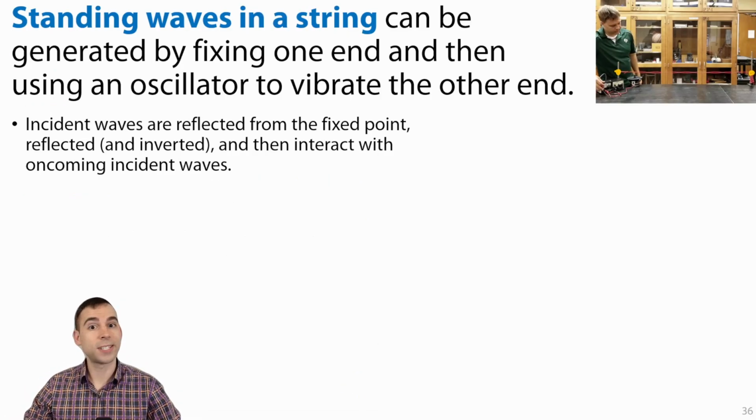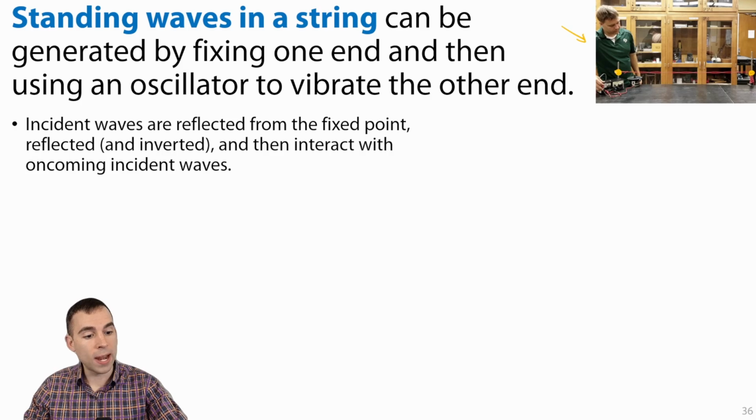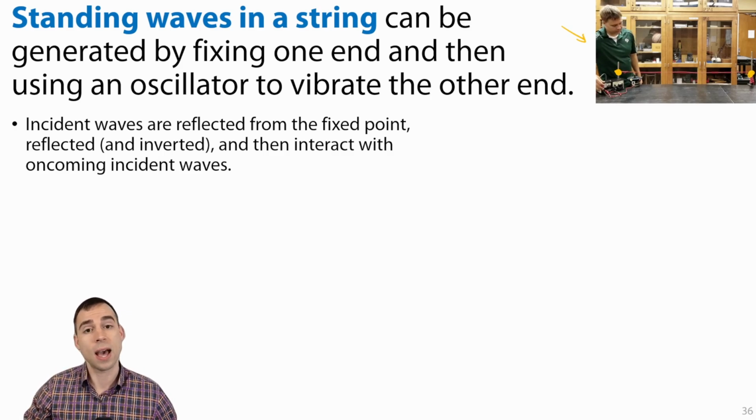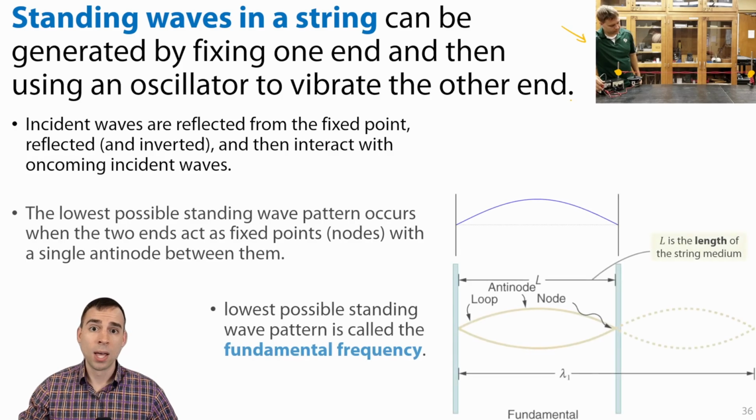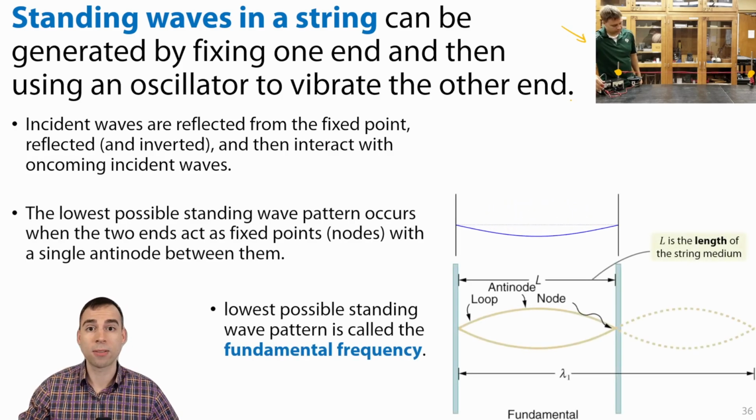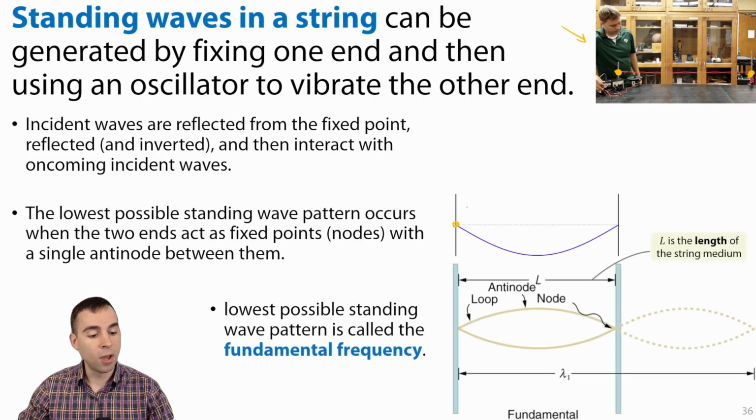We can generate a standing wave in a string under tension by using an oscillator setup like that one shown here in the top right. We can use an oscillator on one end to send incident waves into the medium that travel to the right, are reflected off of a fixed boundary, and the reflected waves interact with the oncoming incident waves to create a standing wave pattern. The simplest possible standing wave pattern that we could get would be one that would have one node on each end with an antinode in the middle.